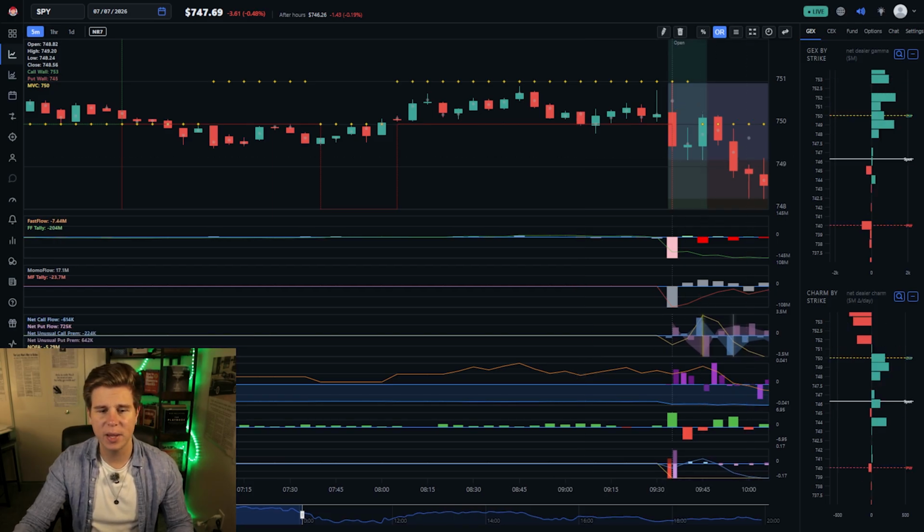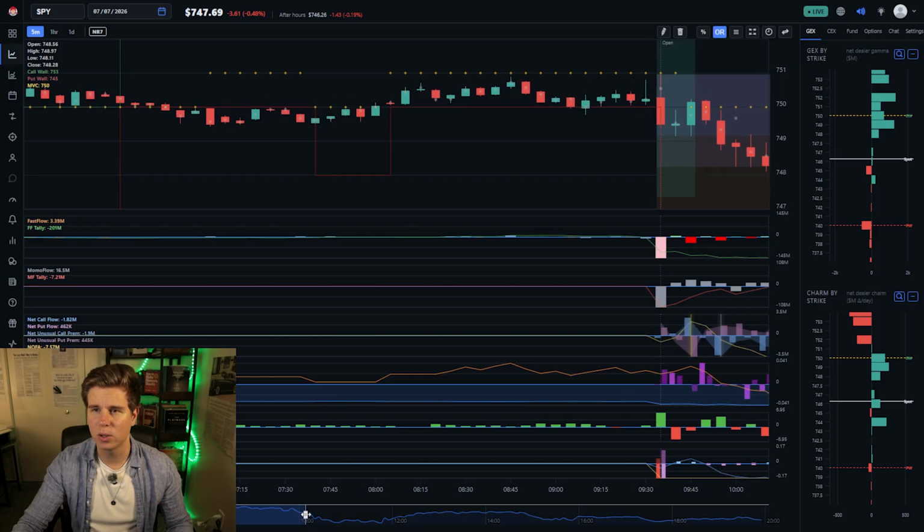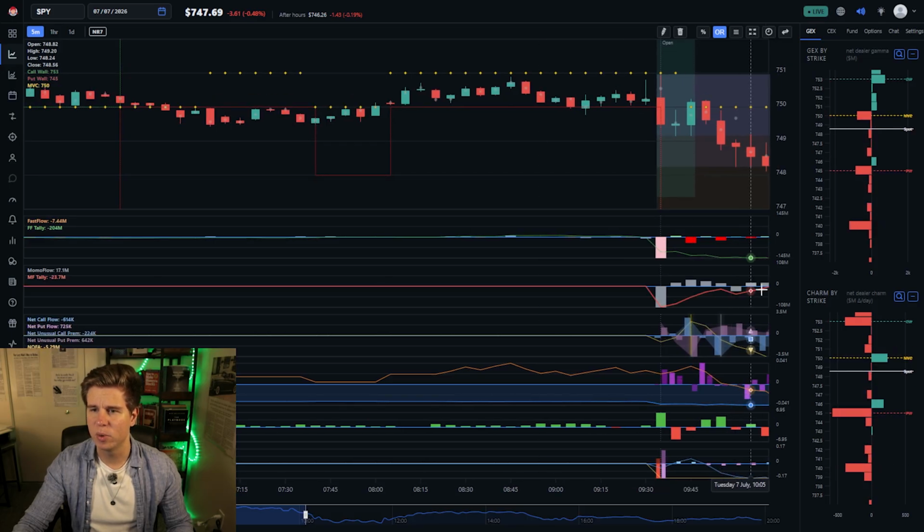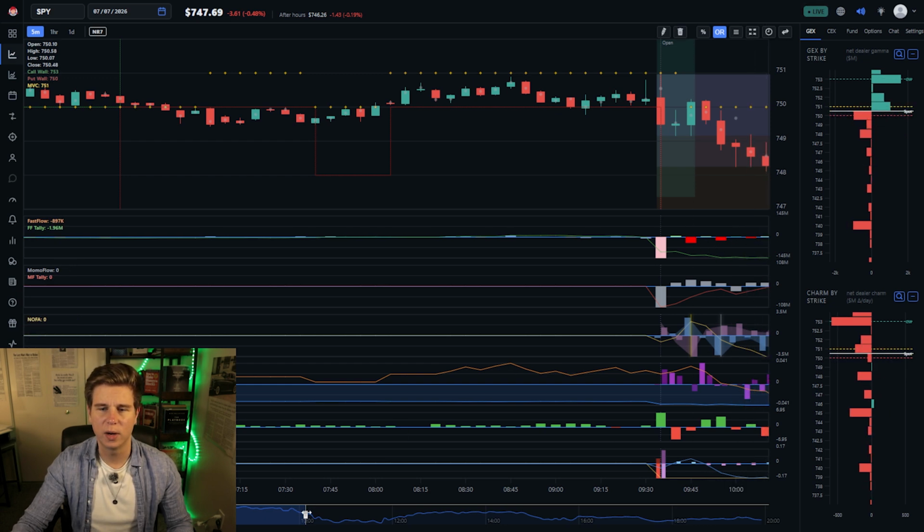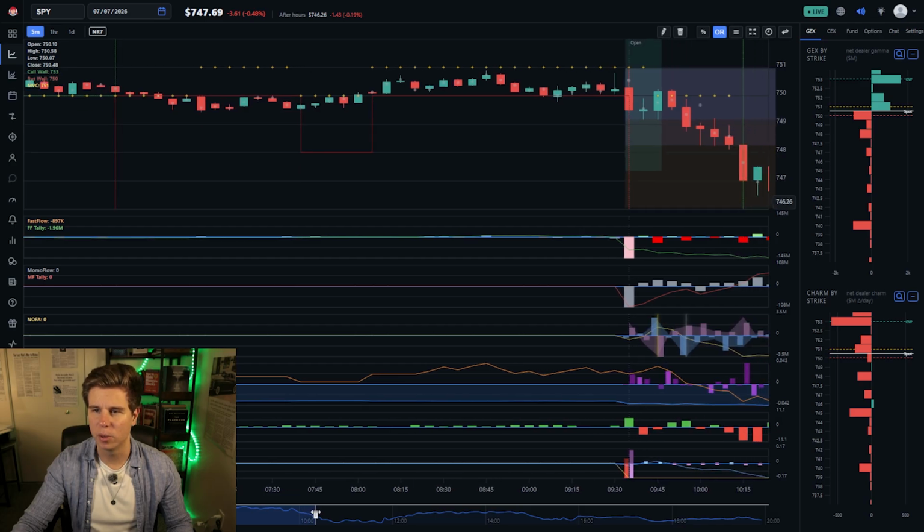So let's expand and see what the next candle is. All right, so this next candle, we are continuing. Momo is still buying. NOF is still negative. And then fast flow looks kind of non-existent at this point. Okay, so let's move on a little bit more. I'm gonna go a couple bars down.